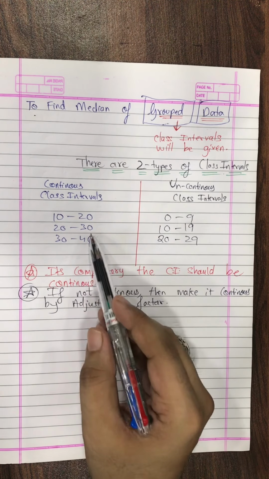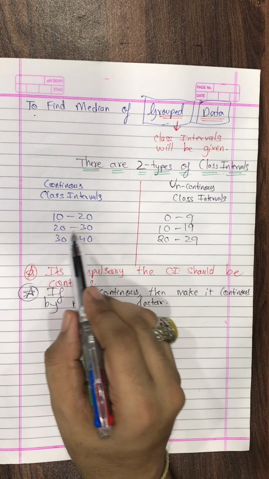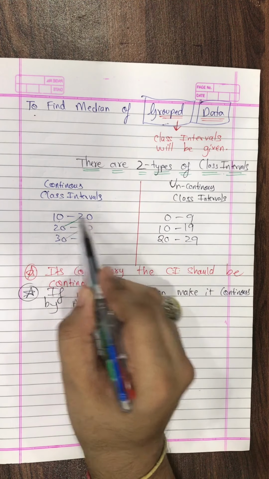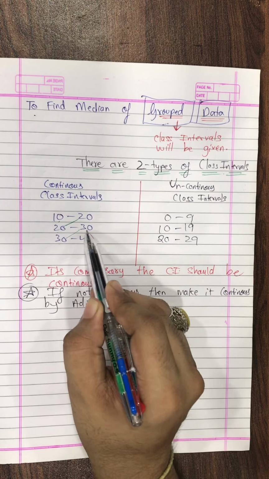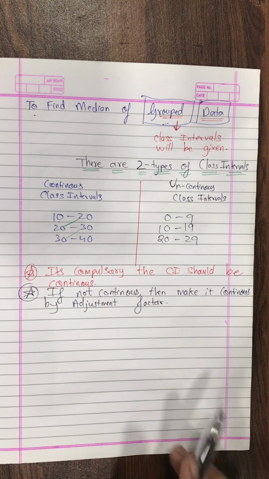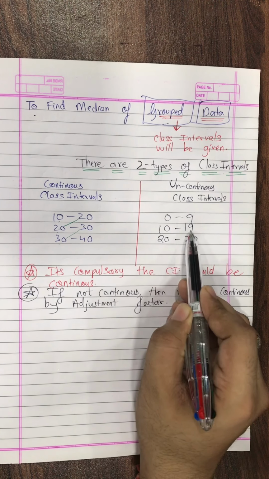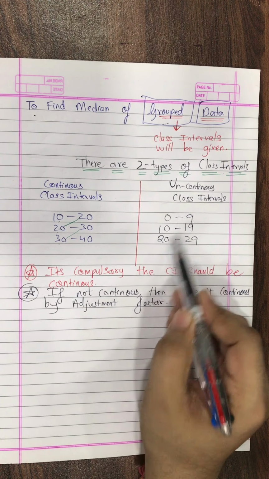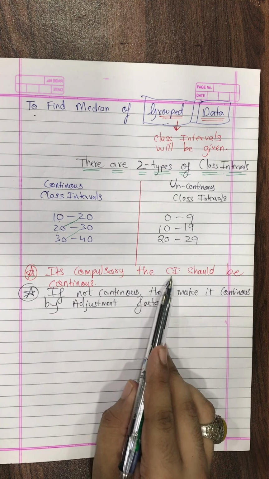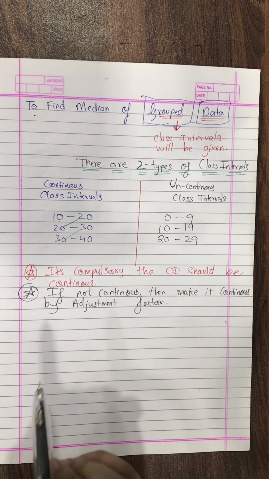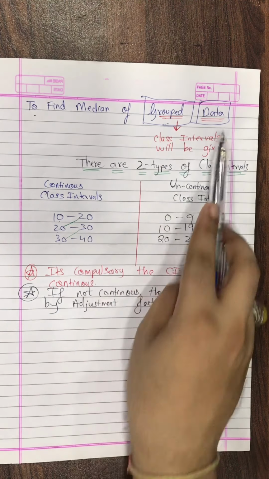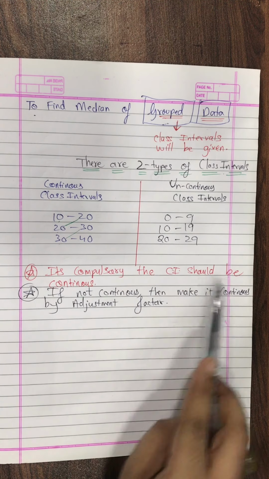See how the continuous class intervals look. 10 to 20, then 20 to 30, then 30 to 40. Can you see this 20, 20? There is a continuity. 10 to 20, 20 to 30. So 20 got continued. 30 got continued. This is continuous class intervals. And what is discontinuous class intervals, students? 0 to 9, then 10 to 19, and then 20 to 29. There is no continuity. Now, please mark this point very importantly. It's compulsory that class intervals should be continuous to find the median of grouped data. Okay, we are studying the median of grouped data. It's compulsory that the class intervals given in the question should be continuous.